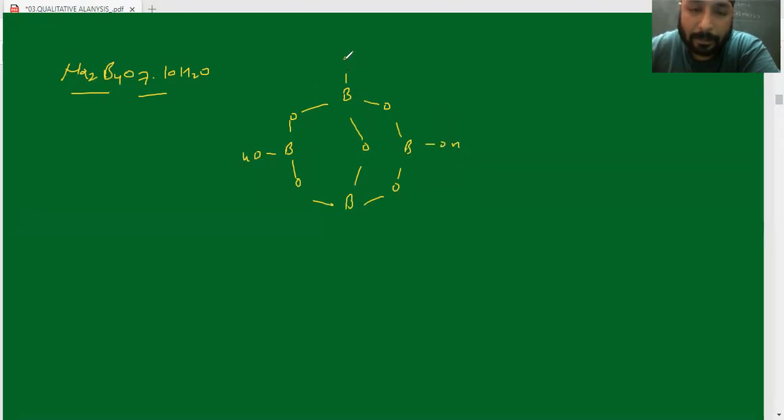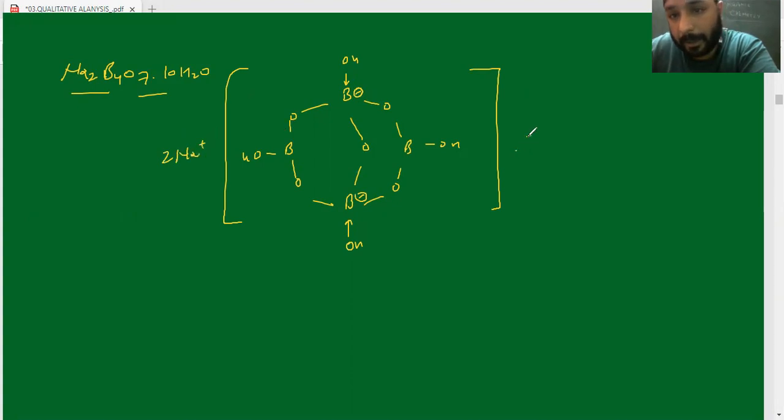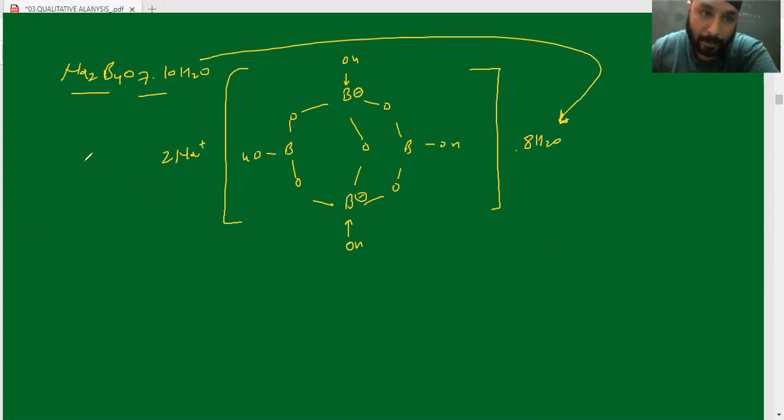OH minus is forming a coordinate bond over here, so that boron gets a negative charge. I'll get two negative charges on the structure. I'll have 2 Na plus outside, dot 8 H2O. If someone asks you how many waters of crystallization borax has, it is 8. Now what will happen if I'm heating this borax? On strong heating, I'll get sodium metaborate, NaBO2, and I'll get B2O3.